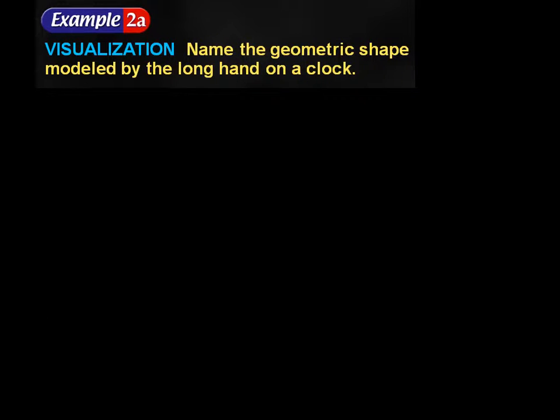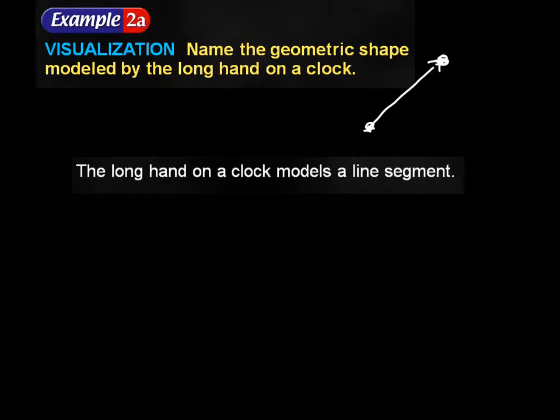Name the geometric shape modeled by the long hand of a clock. Now some people will look at it, since most clocks have a little arrow on there, and say it looks kind of like the model we draw for a ray. But it doesn't continue forever. It really has points on both ends. So the best name for this would be line segment, because it has 2 definite endpoints. It has a definite length.